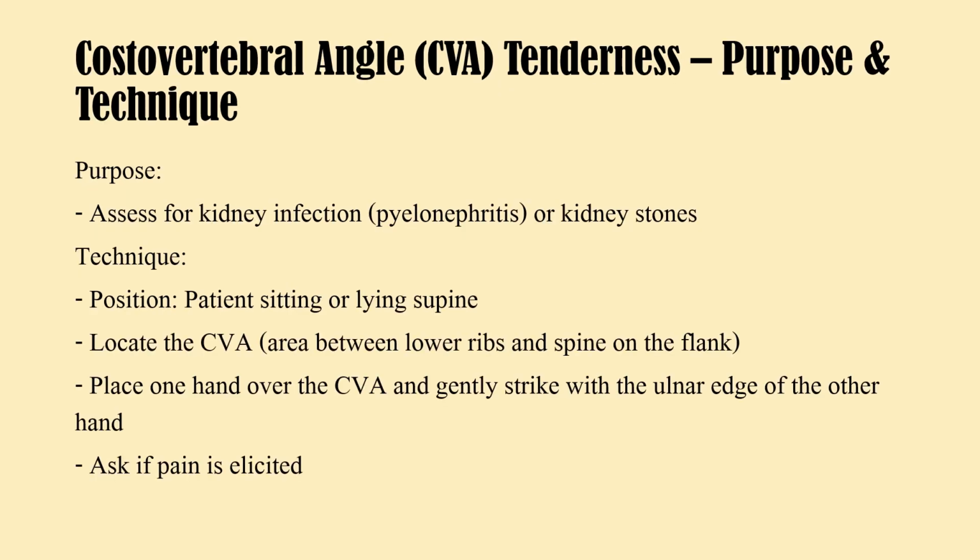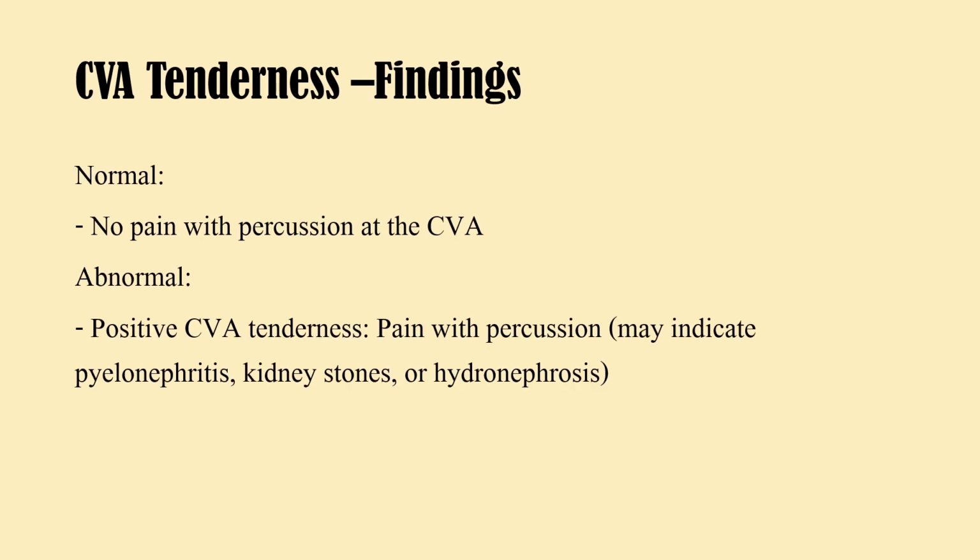Turning to costovertebral angle, CVA, tenderness, the nurse locates the area between the lower ribs and spine, lightly strikes it with the ulnar edge of the hand, and notes any pain that might suggest kidney stones or infection. Finding no pain on percussion is normal, whereas tenderness may signal pyelonephritis, renal calculi, or hydronephrosis, prompting more focused tests and interventions.